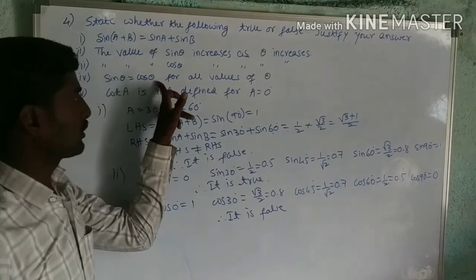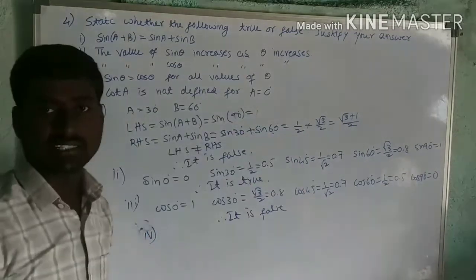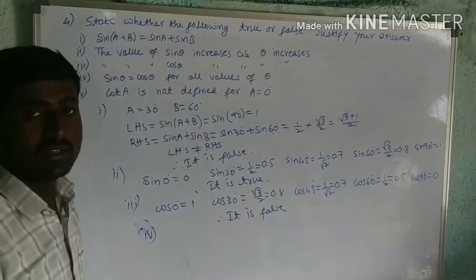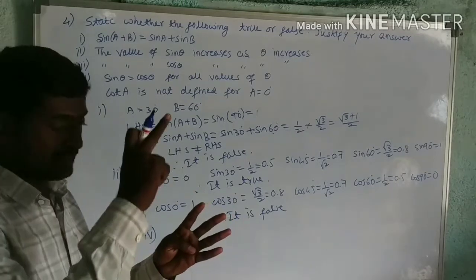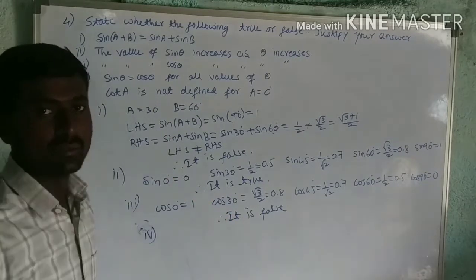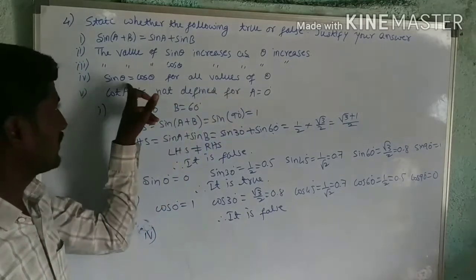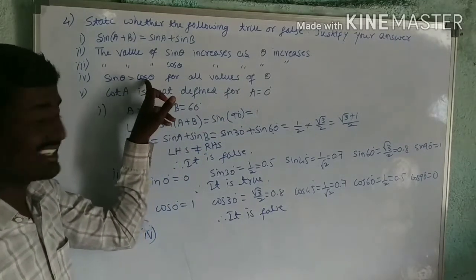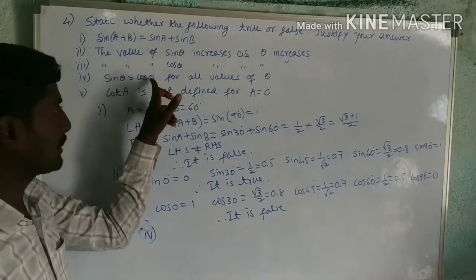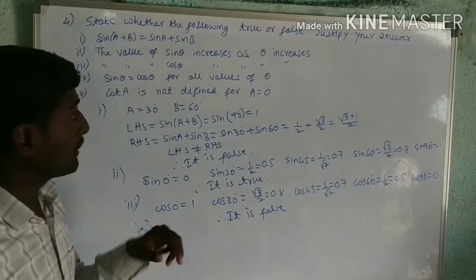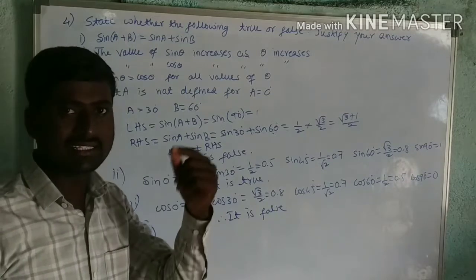Now, sin theta is equal to cos theta for all values of theta, they said. For all values of theta. Theta may be 0 degree, 30 degree, 45, 60, any value. If you take theta as 45 degree, sin theta equals cos theta. True, because sin 45 is 1 by root 2, cos 45 is also 1 by root 2. But for only one angle it is true.